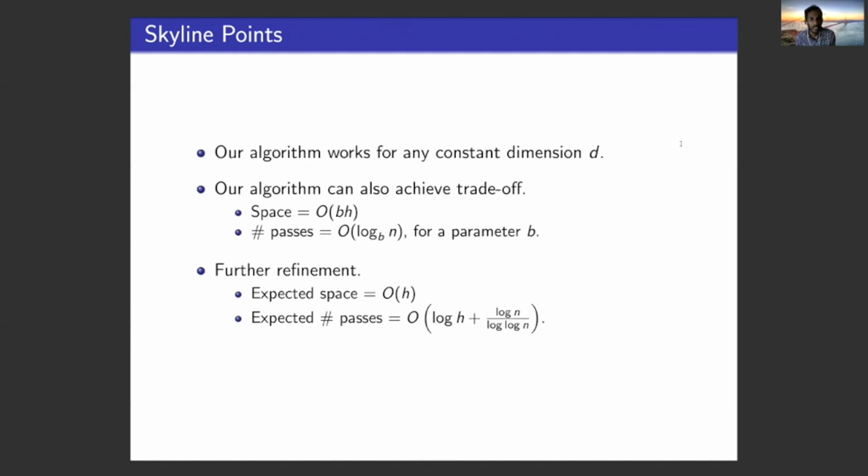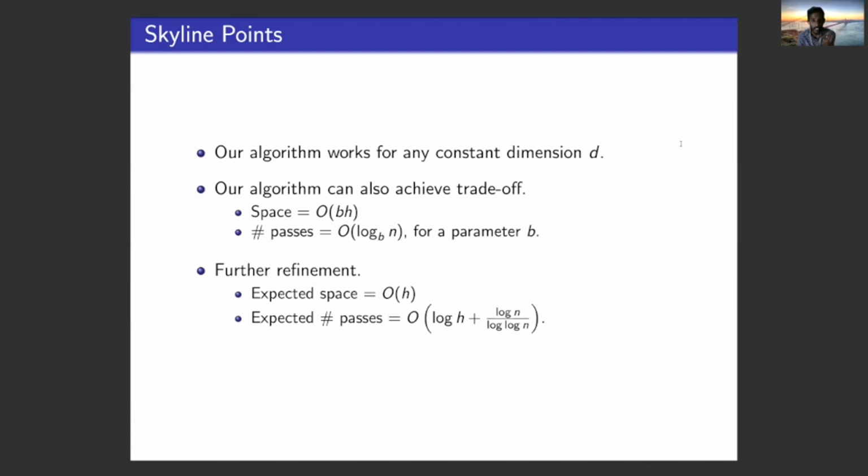Also, our algorithm can achieve trade-offs. The one presented there said the space was order of h and the passes was order of log n, but you can actually get down the number of passes by bumping up the space, for the parameter b. And that's how it looks.